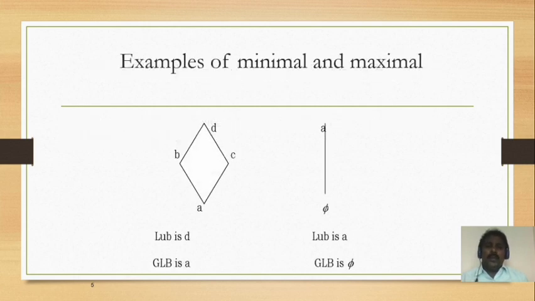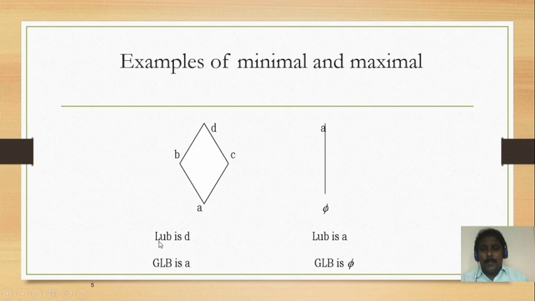Here I have given some examples of minimal and maximal. First of all, a diagram is given here. In this diagram, I will not consider the L. Here I will see UB. UB means upper bound. What is at the top here? D. So the least upper bound is this L. I will not consider it, because if I consider L, I may get confused. So I will simply see UB.